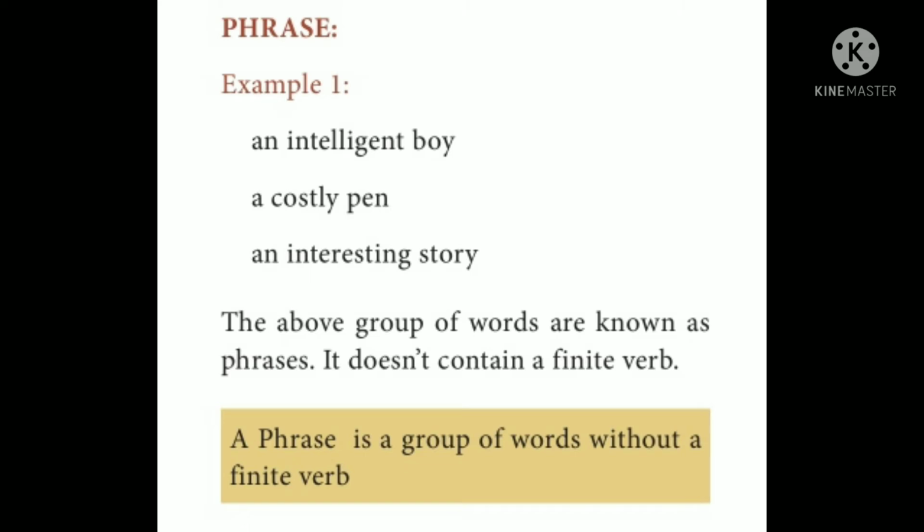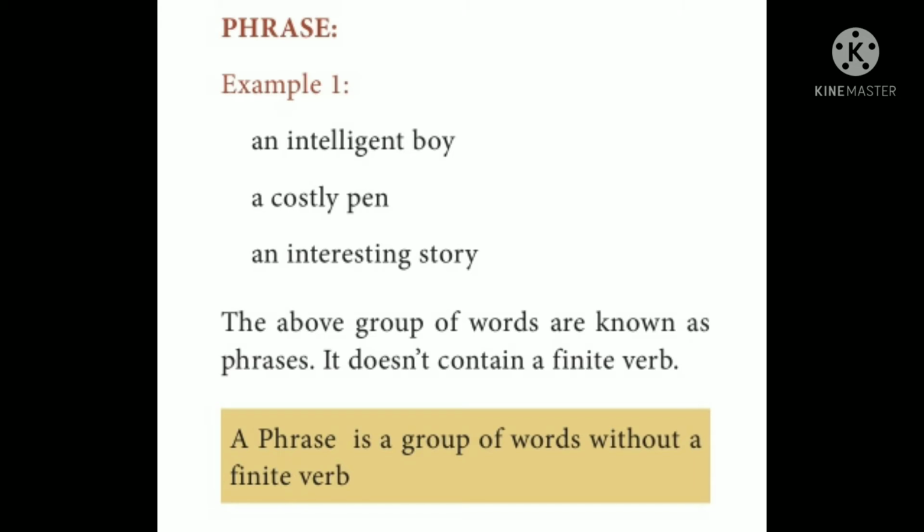Next, we are going to see phrases and clauses. First, we'll see phrase. We'll see the definition for that. A phrase is a group of words without a finite verb. So here, first you should know the definition for phrase. The words given in the box are the definition. You should be thorough with that. See the example, an intelligent boy. Next example, a costly pen. Third example, an interesting story.